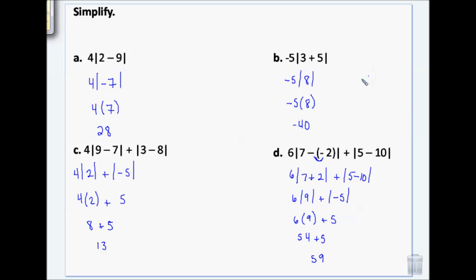Now you'll notice the only time we got a negative number was when we had a negative number outside that multiplied. Every other instance of absolute value was positive. So the only way you're going to get negative with absolute value is if you have a negative outside that gets multiplied by the absolute value after you take it.